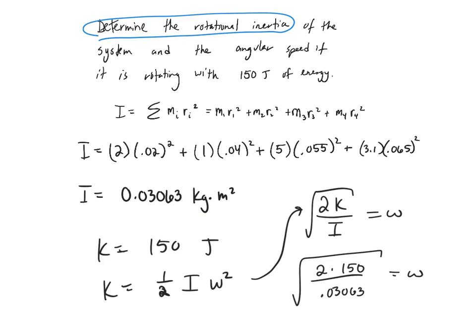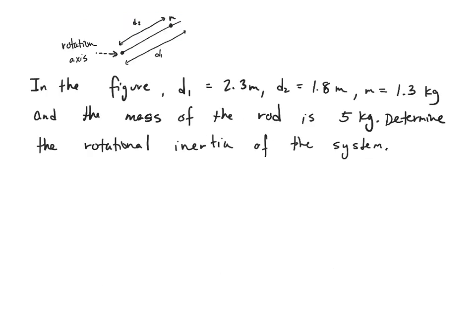So the third problem says the following. In the figure, D1 is 2.3 meters, D2 is 1.8 meters, and the mass given is 1.3 kilograms, and the mass of the rod is 5 kilograms. Determine the rotational inertia of the system. So, this is a combined problem. This is the one I was saying before.